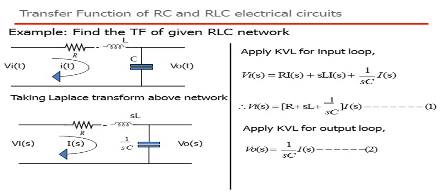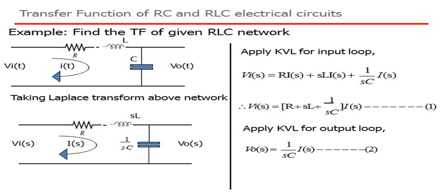Then apply KVL for the output loop. As you can see, in the output loop there is one component, the capacitor, whose Laplace transform is 1 upon SC, as we know, and the second is the output signal V0 of s. So applying KVL to the output loop, we get V0 of s is equal to 1 upon SC into I of s, equation number 2. So now we have the equations for input as well as for output.